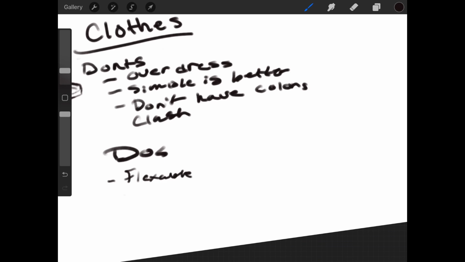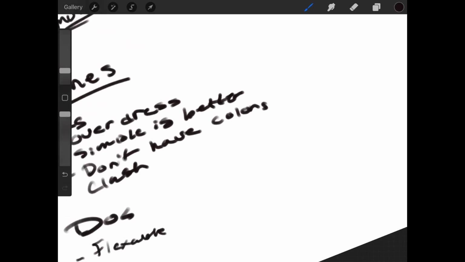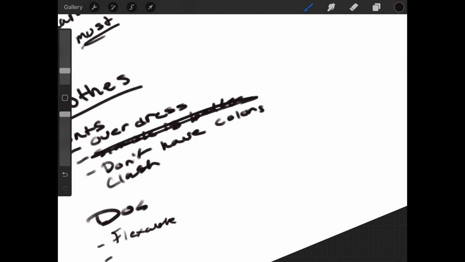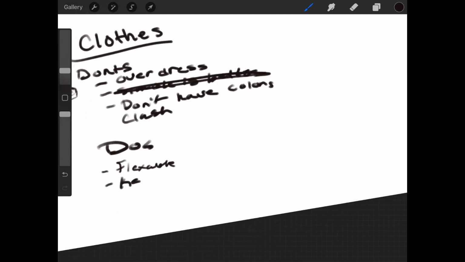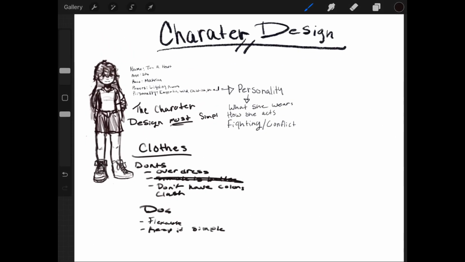Keep it simple. And again, we can see characters like Sonic. He has nothing but red shoes and gloves. Then we go to Bugs Bunny. His ears are very prominent, so you know what it is. But then at the same time, he only has gloves.